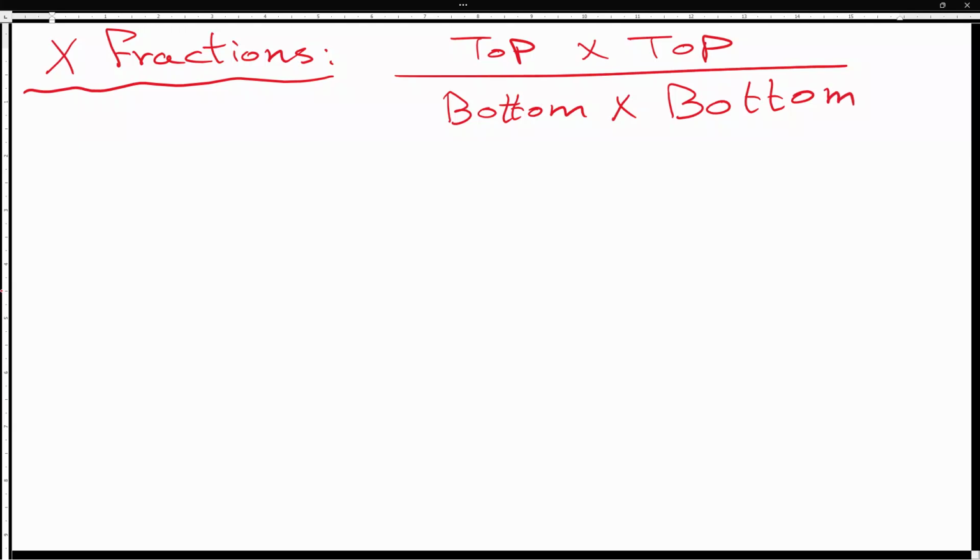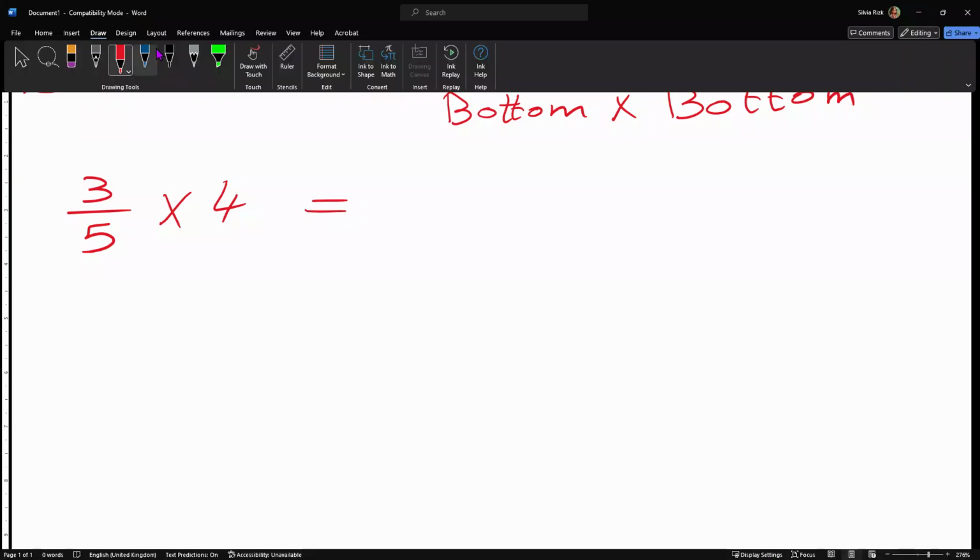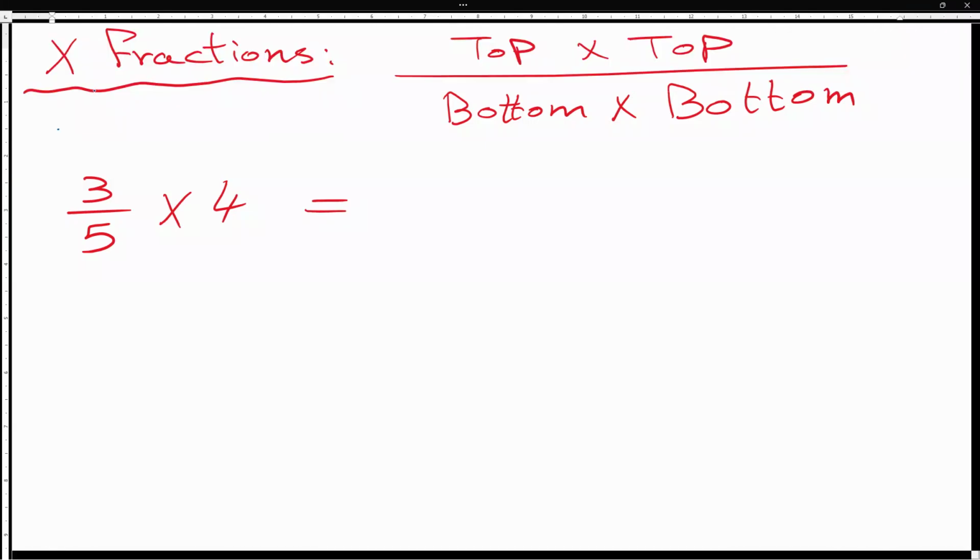Which means if I said 3/5 times 4, equals? 4 is a whole number. How can I multiply it? All you need to do is divide this 4 by 1. Why? Every whole number is divided by 1, but we don't write it.